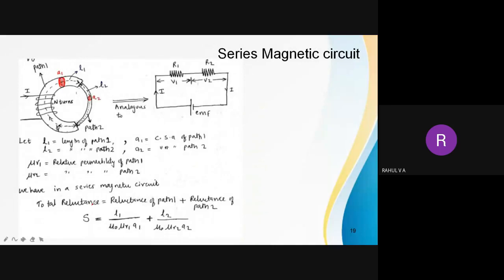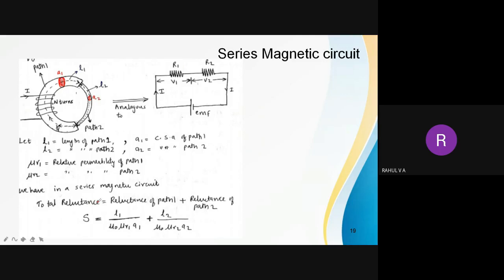Now what we are going to do is analyze this. There are numerical sessions on series magnetic circuit and parallel magnetic circuit. As I said earlier, we will be concentrating on series magnetic circuit only, because when you go for both, you will get some kind of confusion. So we will study series magnetic circuit and its numericals.